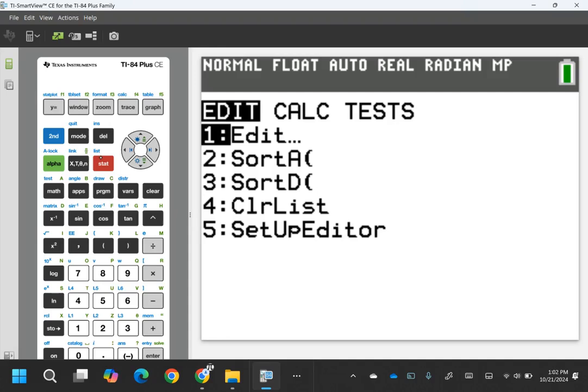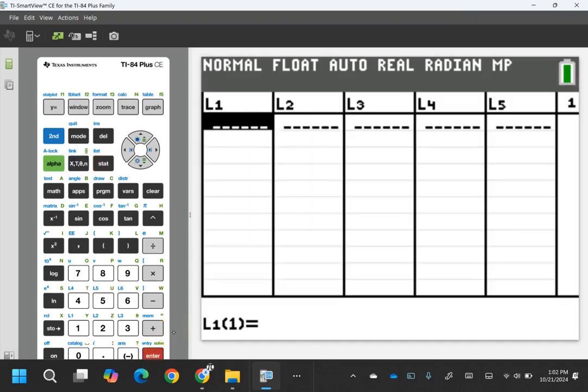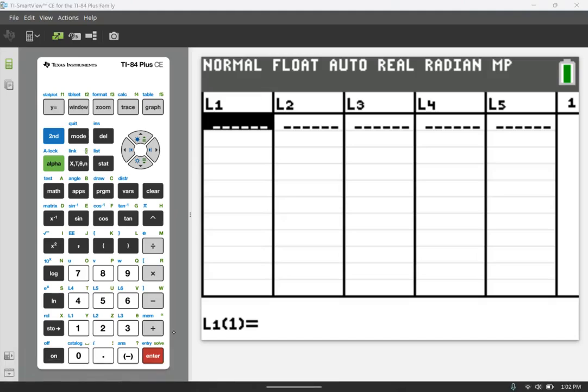In here you have some options. You have Edit, you have Calculate, and you have Tests. We are going to go to Edit first. The first option says Edit. Go ahead and select that. So I'm selecting Edit. You should now have these lists shown up. Do we see lists, guys?